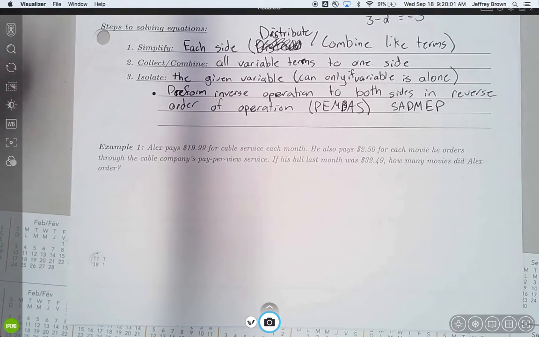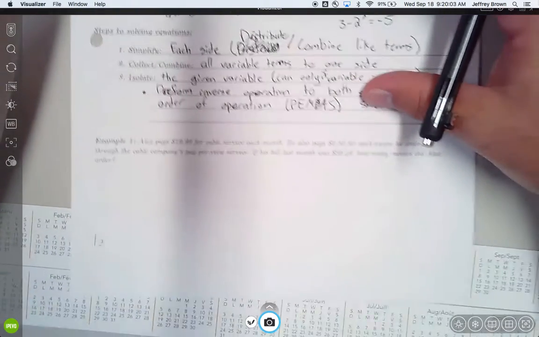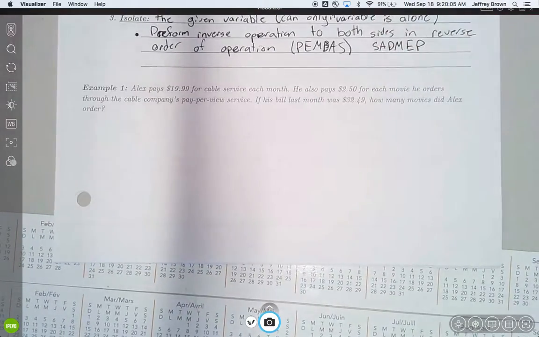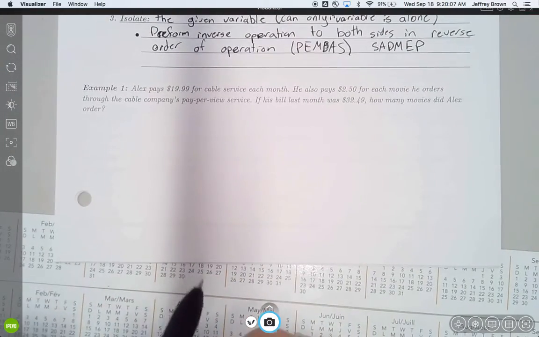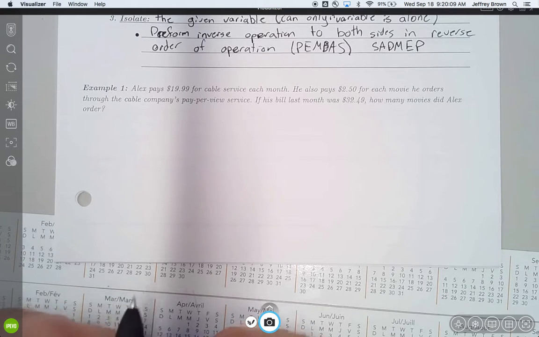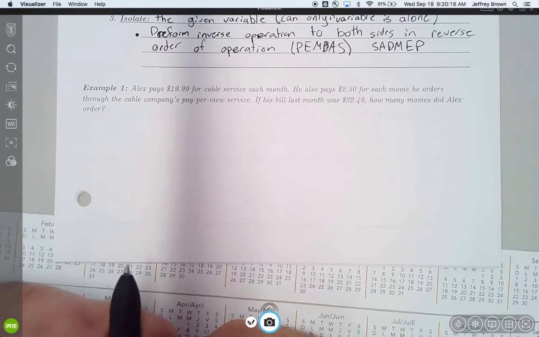All right, let's talk about example 1 here quickly, though. This is just a quick story problem. We're going to start with that, and then we'll get to some just regular equations. So I have Alex is paying $19.99 for cable service each month. He also pays $2.50 for each movie he orders through the cable company's pay-per-view service. If he was billed last month $32.49, how many movies did Alex order?